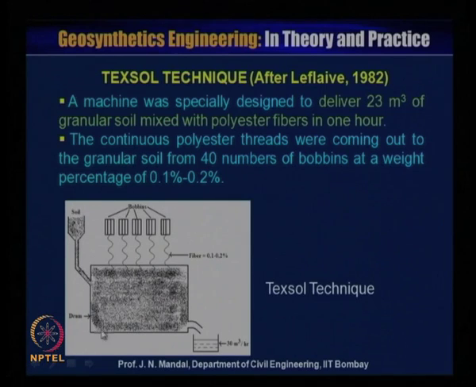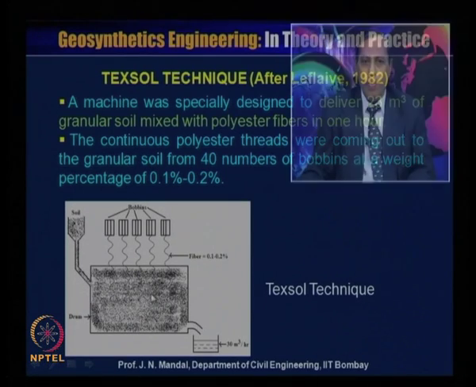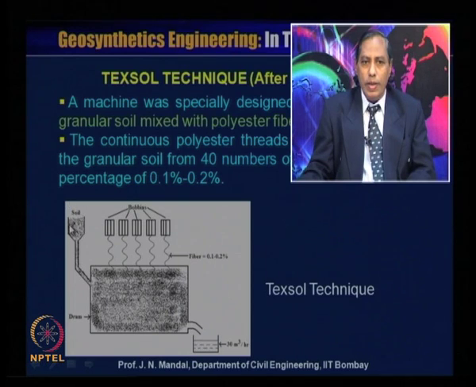So, this is the kind of system. This is the drum, and the soil is inserted into this drum, and these are the bobbins. This is the machine, and from it the continuous polyester in the form of thread, 0.1 to 0.2 percent, comes out and then mixes with the soil. This is a kind of thread.